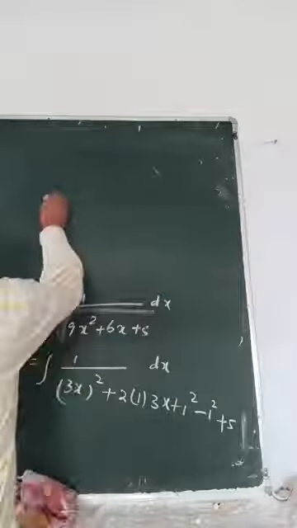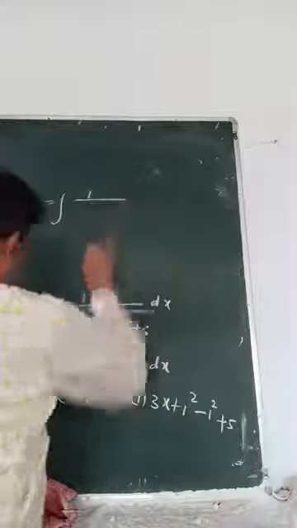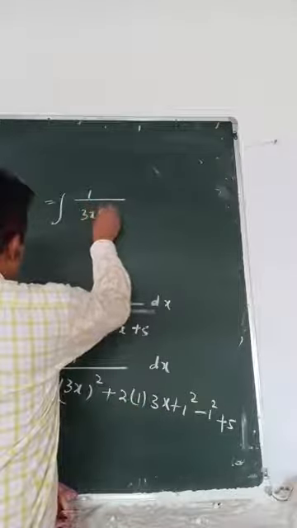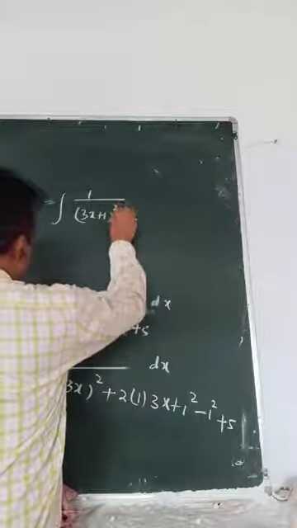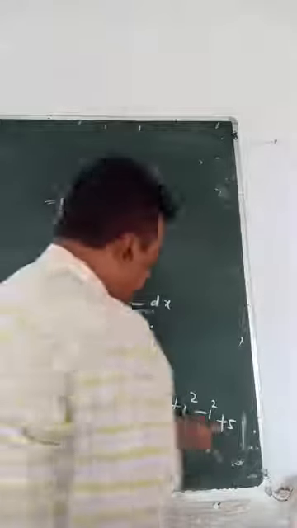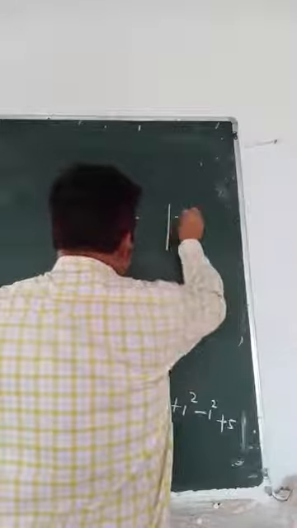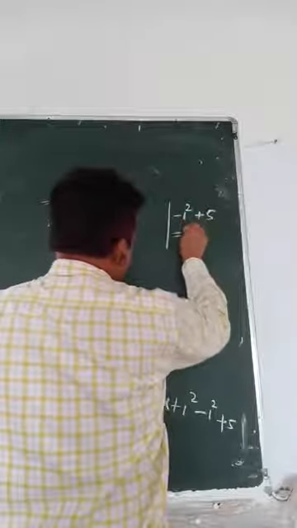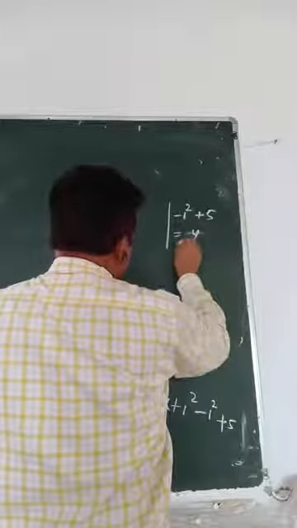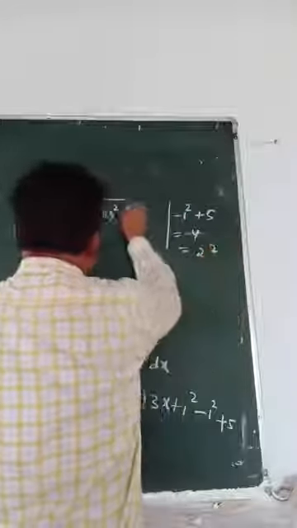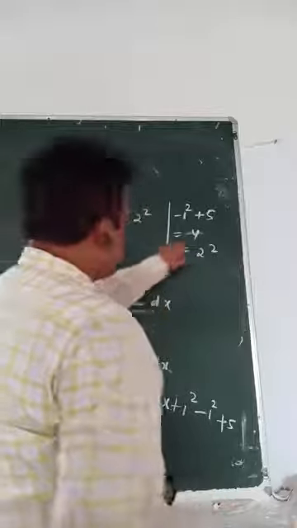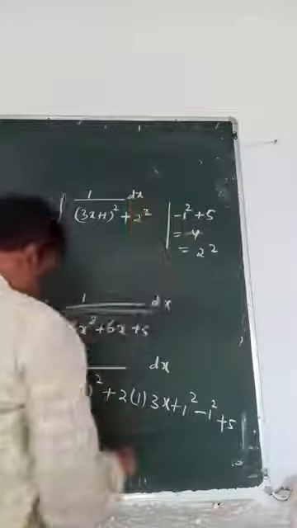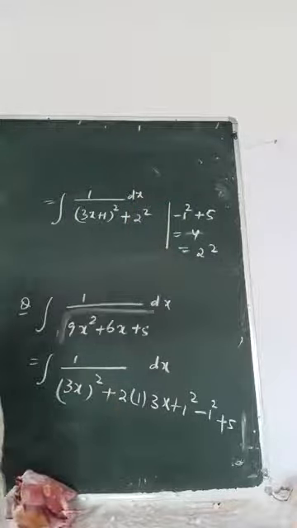It is a plus b whole square: 3x plus 1 whole square. Okay, let's see what this is. Minus 1 square plus 5. So 5 minus 1 is 4. 4 means 2 square. So this is plus 2 square, because this is plus 4. Okay. Then this is related to which formula now?